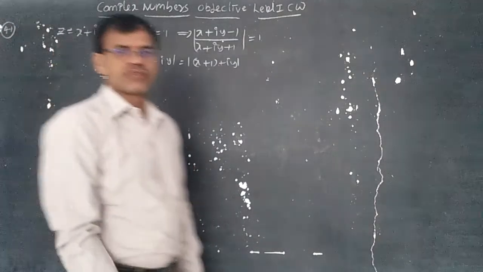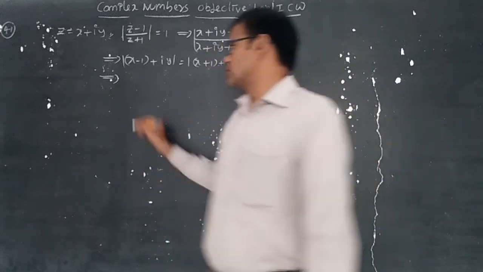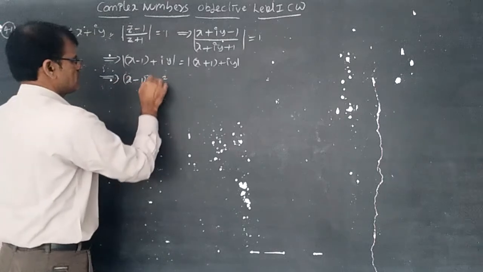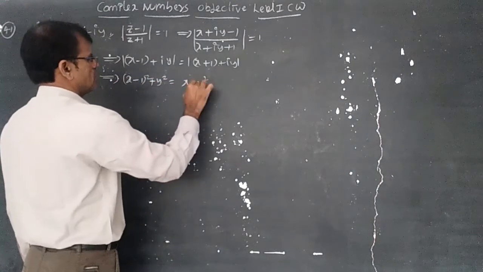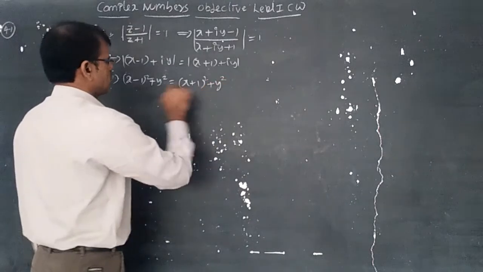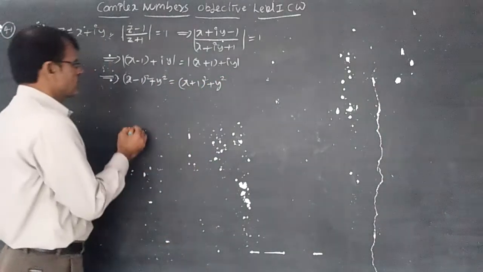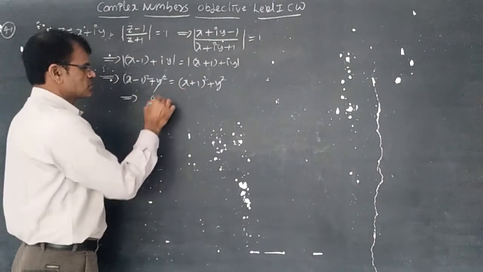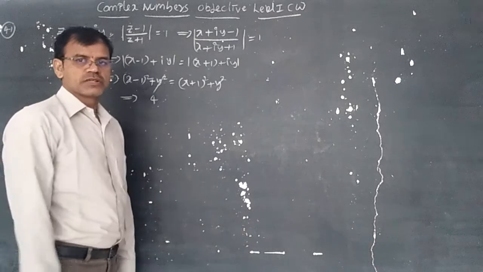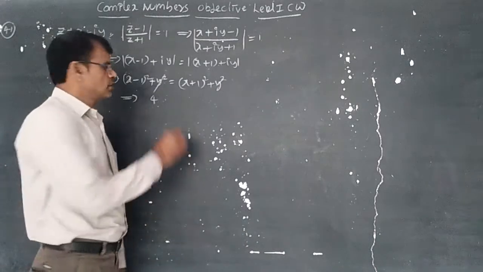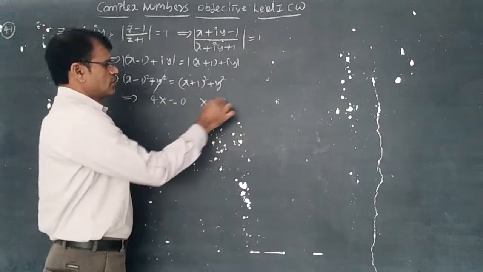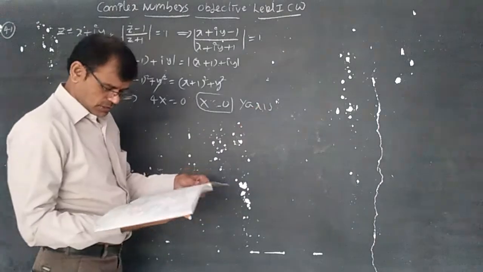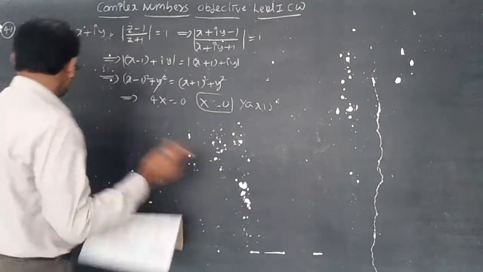Modulus means root of real part square plus imaginary part square. So root of (x minus 1) whole square plus y square is equal to root of (x plus 1) whole square plus y square. Squaring both sides, y square gets cancelled. Taking the (x minus 1) whole square to this side, it becomes (x plus 1) whole square minus (x minus 1) whole square. Using the formula (a plus b) whole square minus (a minus b) whole square equals 4ab, so 4x is equal to 0. Therefore the locus is x equal to 0, that is nothing but the y axis.